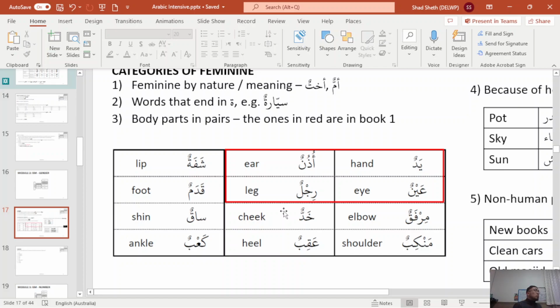Tilka Rijulun. Why is Tilka? Again, because in this case, Tilka is the Mutada, Rijulun is the Khabar. Again, both must match in terms of the number and the gender. Make sense? Tilka Rijulun.